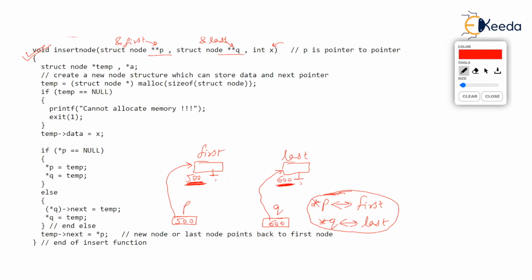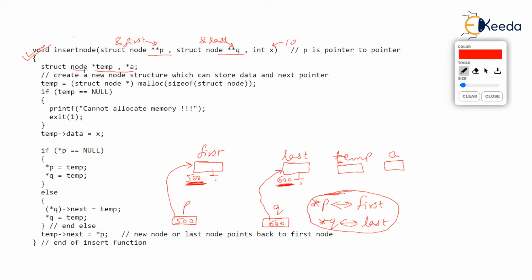Let's read this. The function starts by declaring two pointers, temp and A, which are node pointers. So in the memory, there is a pointer called temp, and remember temp is a node pointer, so it can point to any node, and A is also a node pointer. Both can point to any node.